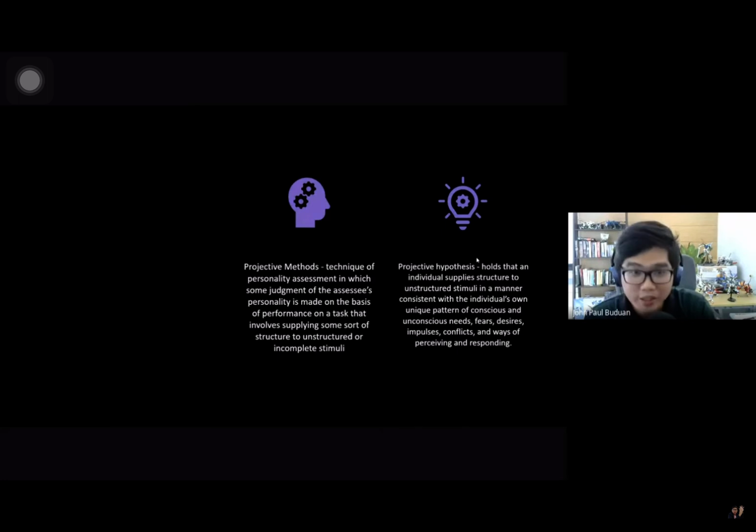So next would be yung projective methods, a technique of personality assessment in which some judgment of the assessee's personality is made on the basis of performance on a task that involves supplying some sort of structured or unstructured or incomplete stimuli. So ang theoretical basis nito, or yung assumption nito, is yung projective hypothesis. Na kung saan sinasabi na ang isang tao daw, or lahat ng mga tao, they have the tendency to complete something that is ambiguous using their own personality, using their own experiences.